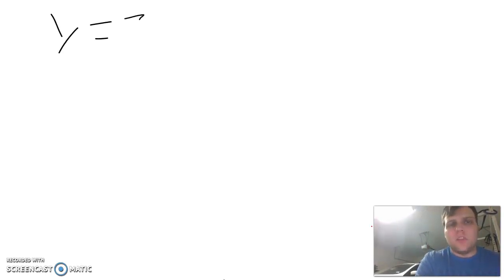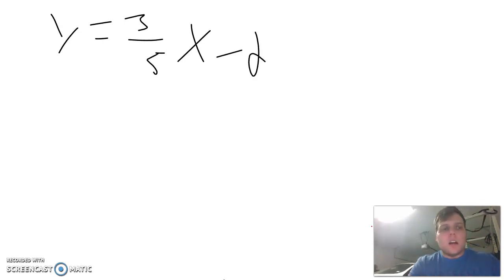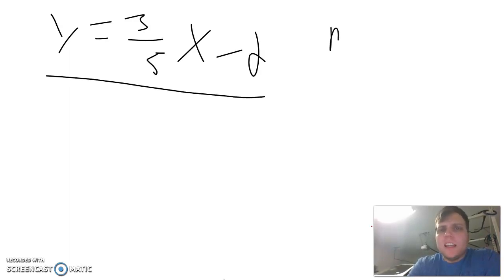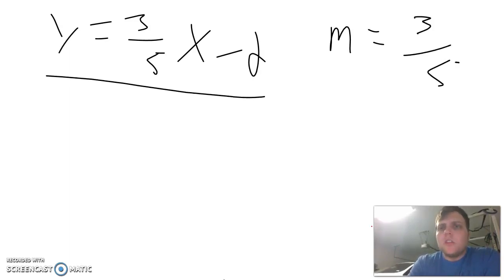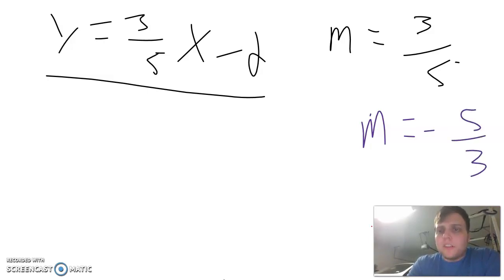Okay, in our next question, it says write the equation of a line perpendicular to that same line, so it's still y equals 3/5 x minus 2. But now, instead of being parallel, they want it to be perpendicular. Currently, the slope of this line is m equals 3/5. So first, answer this: what would be a slope perpendicular to the slope of 3/5? Hopefully you know that it's the negative reciprocal, so it's positive, so it becomes negative, and you flip the 3/5 to 5/3.